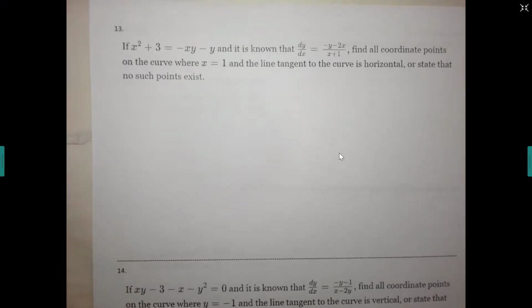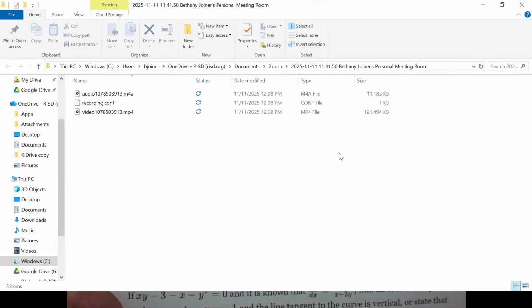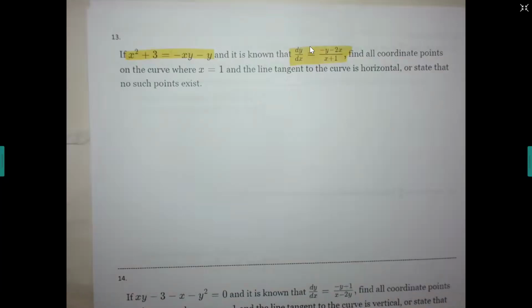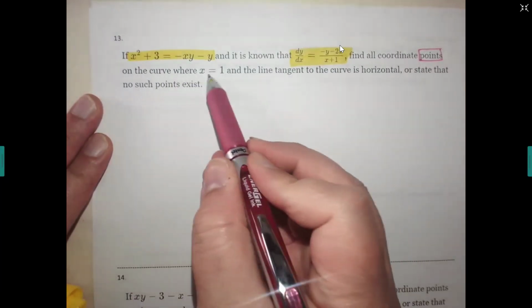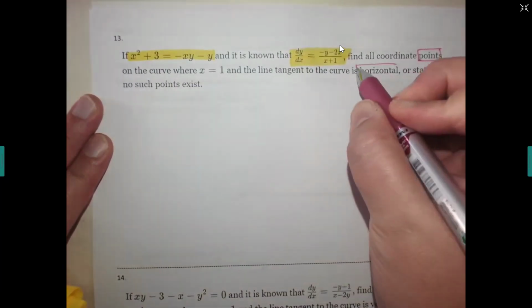Okay, these are questions just like the second implicit homework. So let's start with number 13. You are given a relation, and then you're given the derivative. So normally you would have to take this derivative yourself, but they've already given you the answer. Then it says to find all the coordinate points where x is 1, where the tangent line is horizontal.